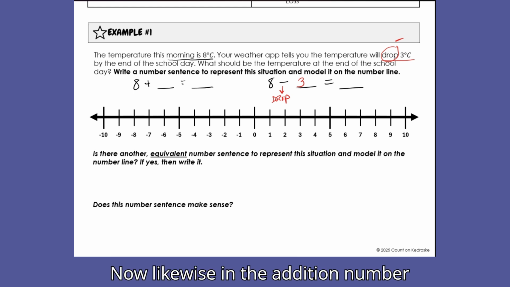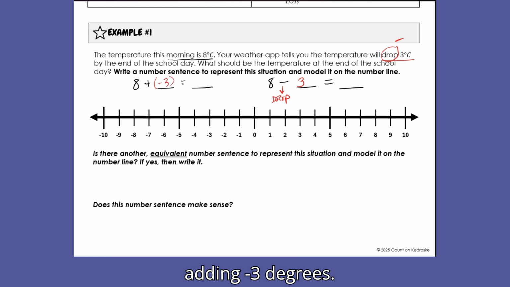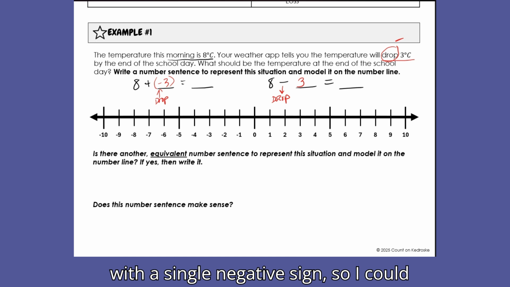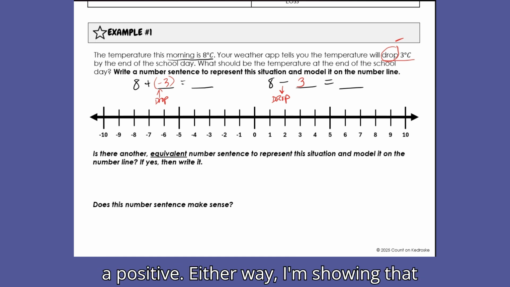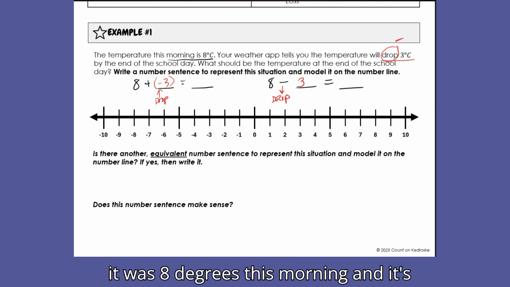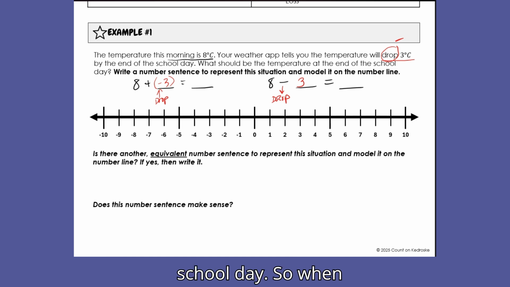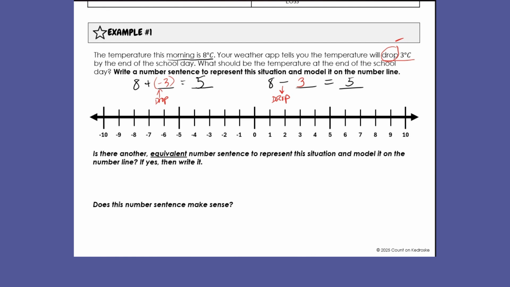Likewise, in the addition number sentence, I could think about it as adding negative 3 degrees. So either way, I need to show that drop with a single negative sign. I could either add a negative or I could subtract a positive. Either way, I'm showing that it was 8 degrees this morning and it's going to drop 3 degrees by the end of the school day. So when I do that, I know that 8 minus 3 is 5, and 8 plus negative 3 should be 5. Let's go ahead and model it on the number line to be sure.